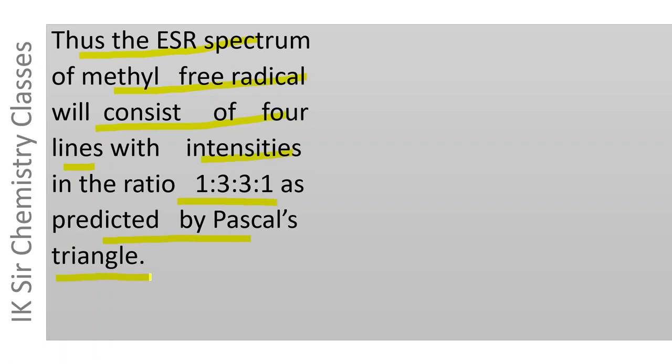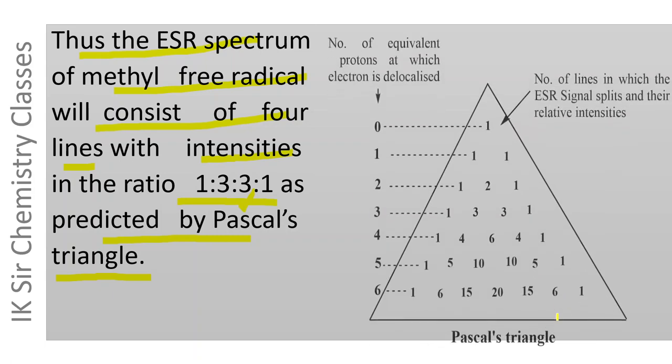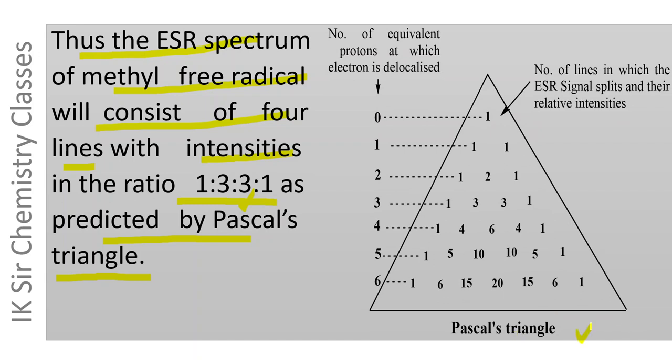The ESR spectrum of methyl free radical will consist of 4 hyperfine lines with intensities in the ratio 1:3:3:1, and it is predicted by Pascal's triangle, which is given on the right side here. It is Pascal's triangle. Here we have the number of equivalent protons around which the electron can be delocalized. These are the number of protons around which the unpaired electron of the free radical can be delocalized. And here, these numbers are the number of lines in which the ESR signal splits up and their relative intensity.